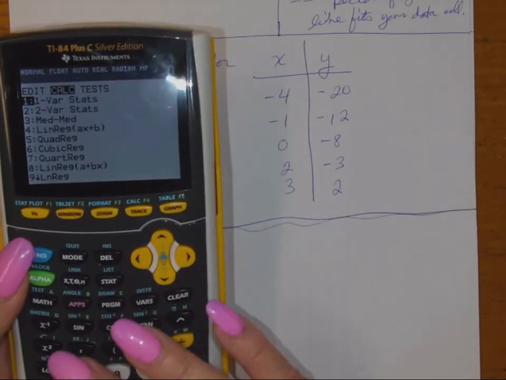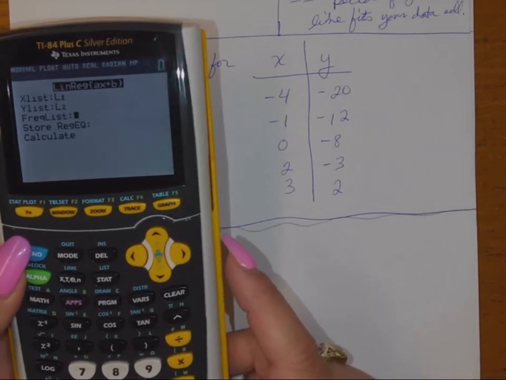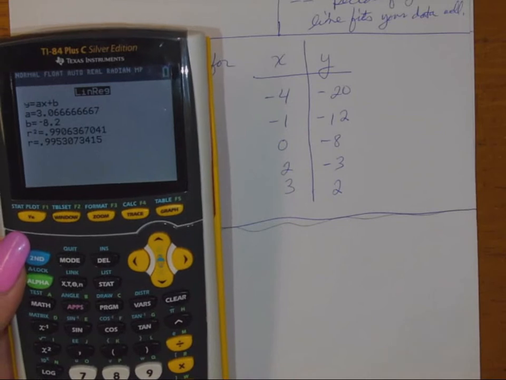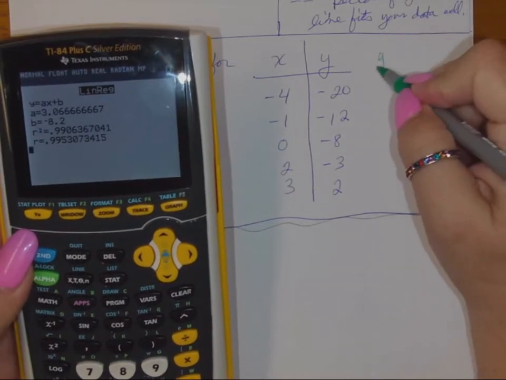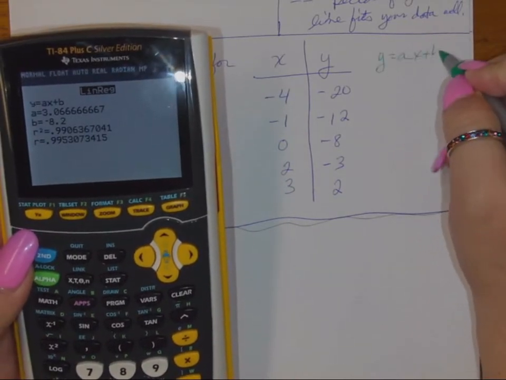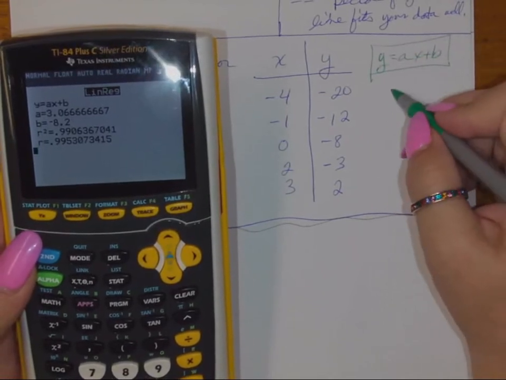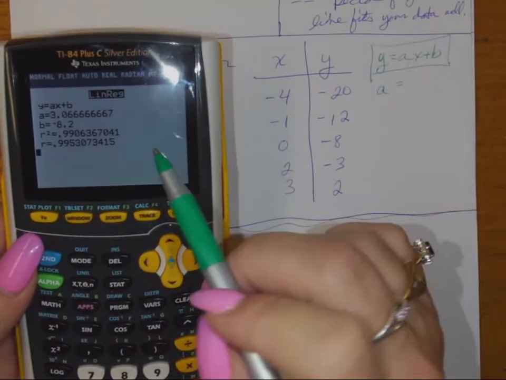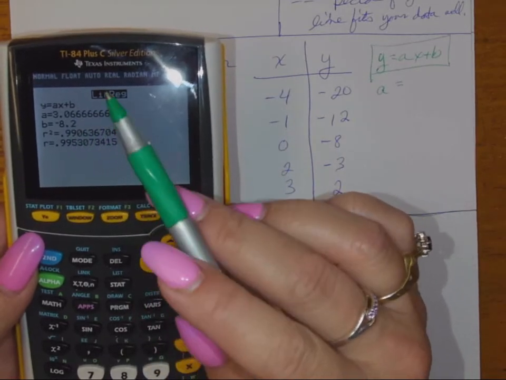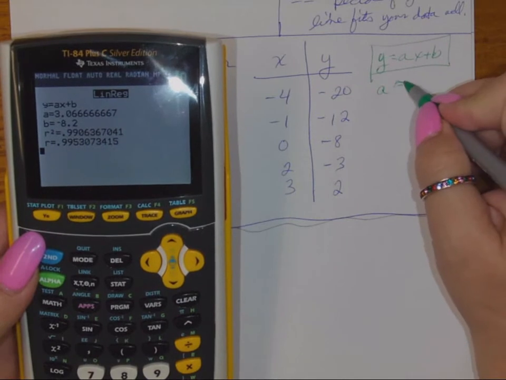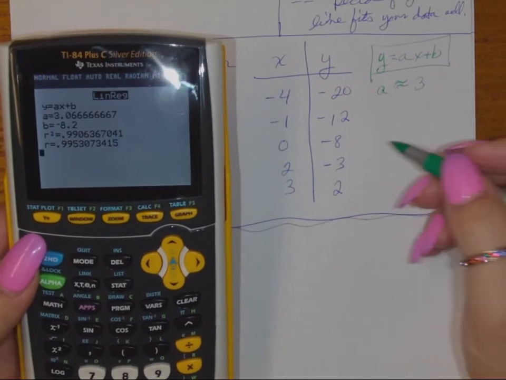I think it is linear, so I'm going to push 4. Enter, enter, enter, enter, enter. And here's what I've got. Y equals AX plus B. Okay. And I've got an A equals, now it's 3.06666, but that's not quite 3.1. So I'm going to say approximately 3. I'm going to go ahead and round.